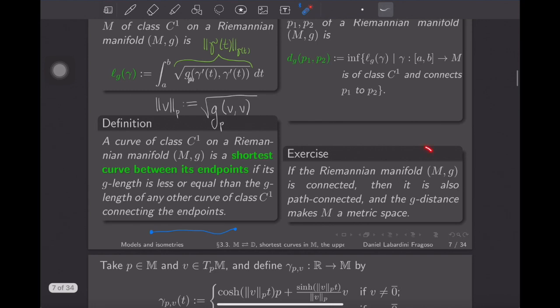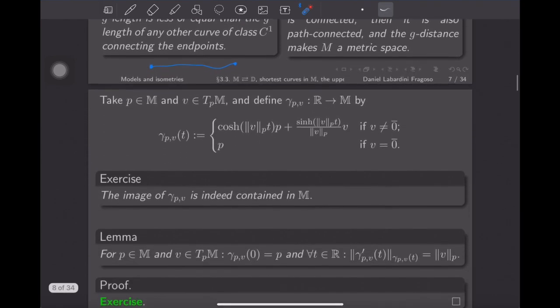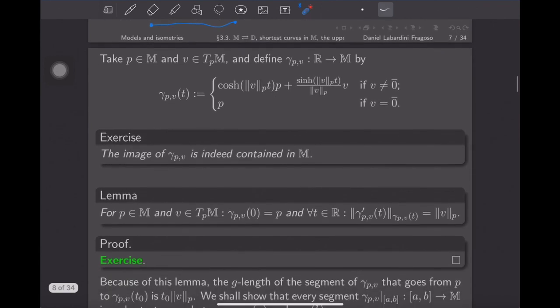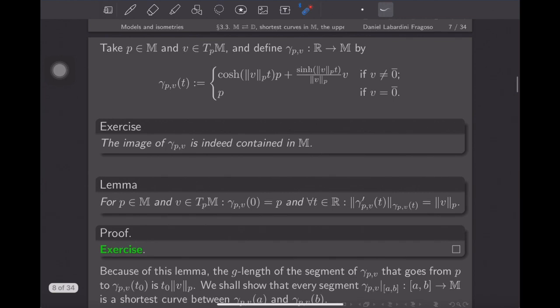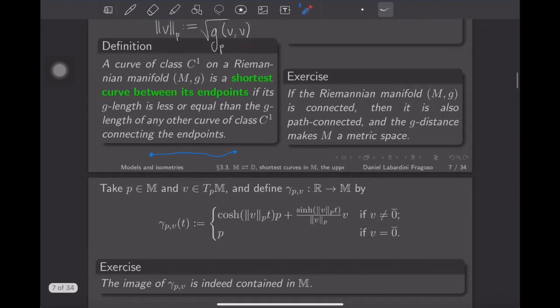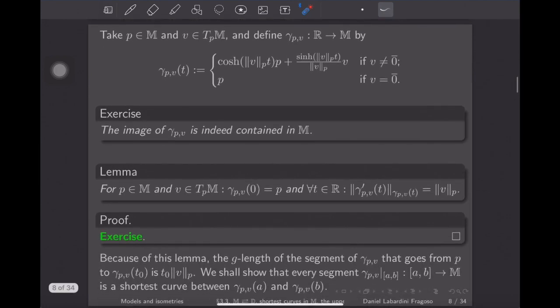Again, if it's too abstract for you to think in terms of a general Riemannian manifold, then just think about the hyperboloid or the Poincaré disk. That suffices for me. Okay. And so now what I'm interested in is finding some shortest curves in the hyperboloid.